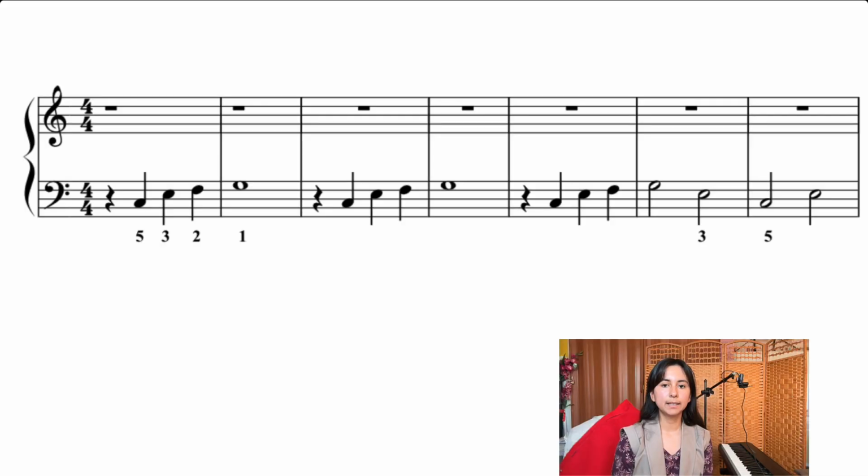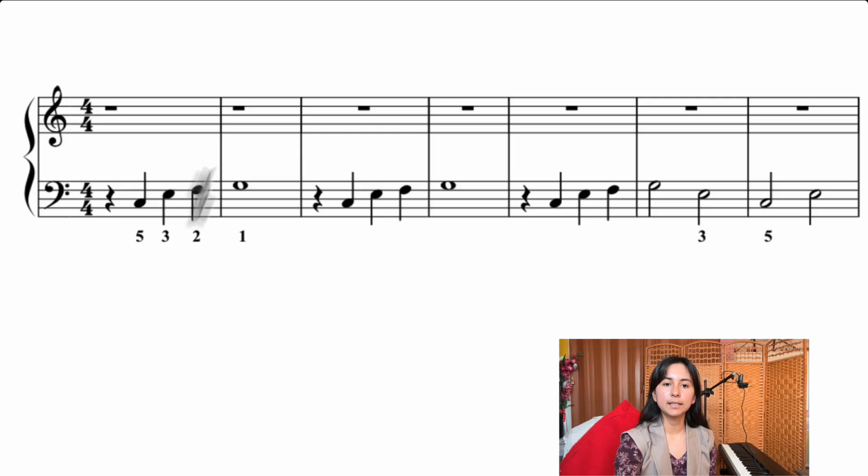Alright, now let's look at another example. And this is When the Saints Go Marching In. This piece uses steps, skips, and repeats. So let's look for all 3. This piece is in the bass clef. And our first note right here is a C. And then our next note is an E. So we have a skip.